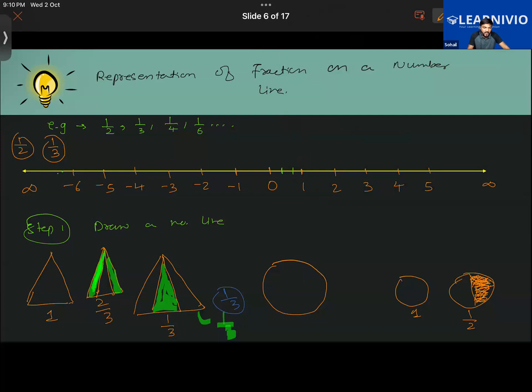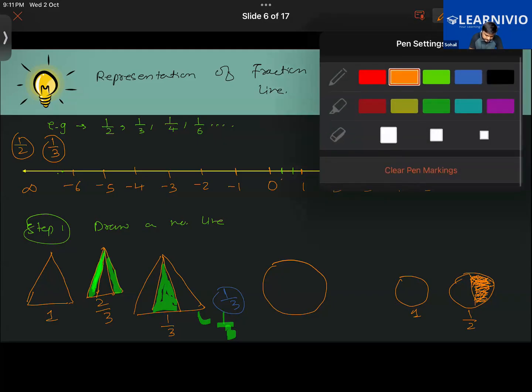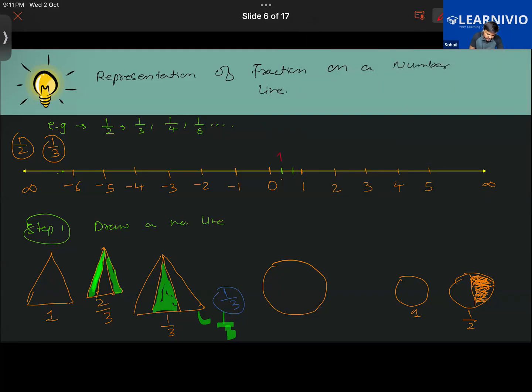So how are you going to represent this? It will be represented in the following manner. The first marking is 1 upon 3. Another one is 2 upon 3. And the third one here is 3 upon 3. And what is 3 upon 3? It is basically 1. Got this now?